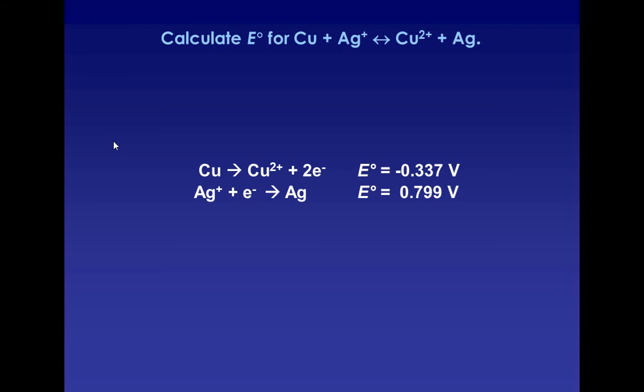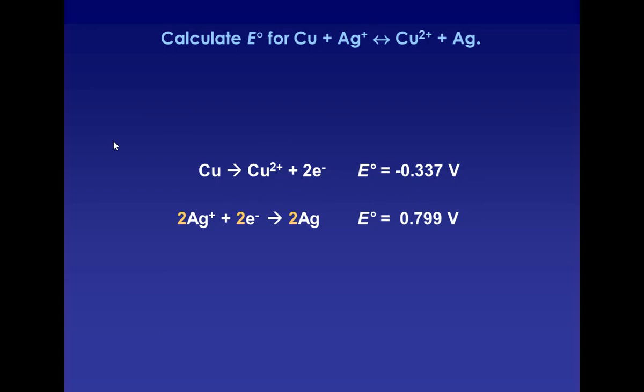Again, when I want to find the cell potential overall of a chemical reaction, it does not matter if the number of electrons required a coefficient to be multiplied by to get the electrons to balance between both sides. Okay?